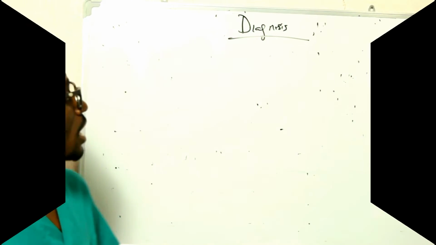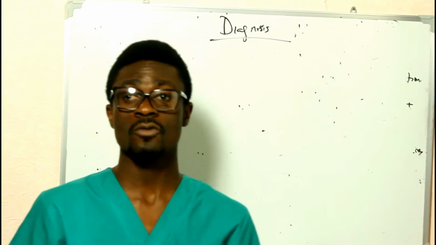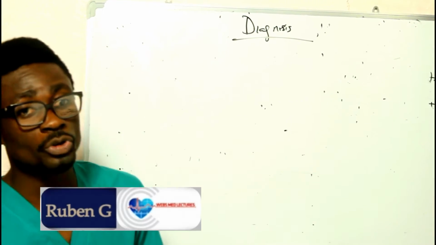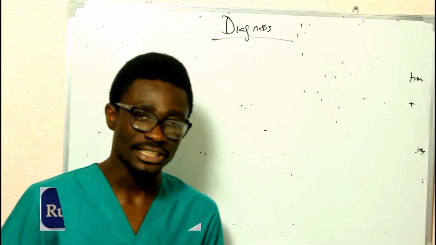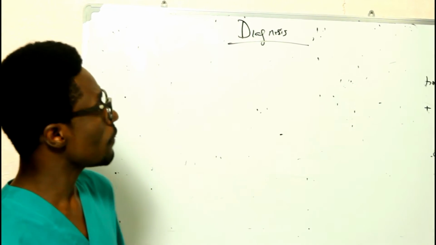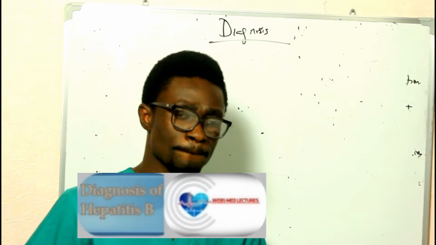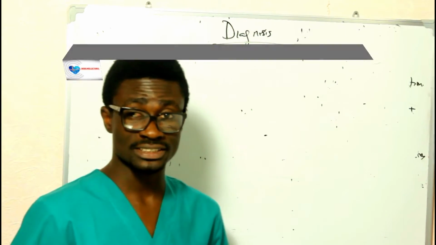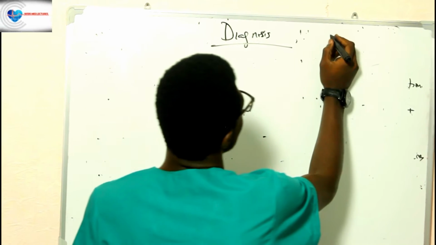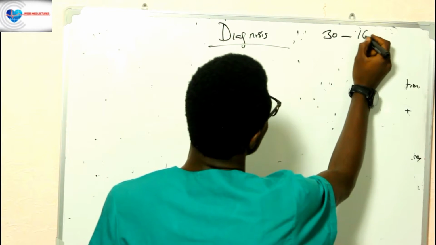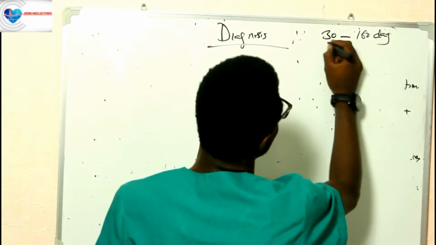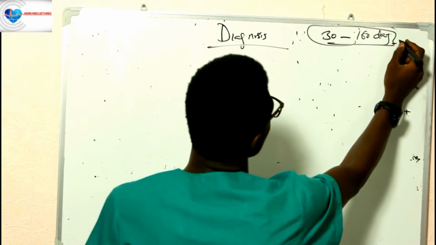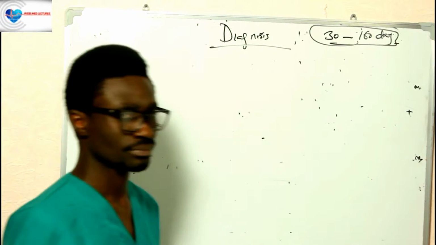Okay, guys, now we're going to go into the diagnosis of hepatitis B. How do you diagnose this dangerous disease? But before we go into the diagnosis, I want you to know the incubation period of this particular disease is from 30 to 160 days, guys. That's the incubation period of this particular disease.